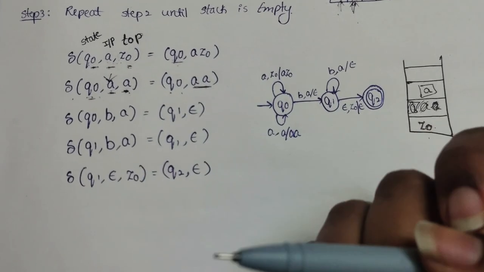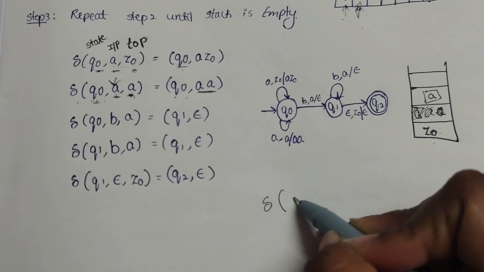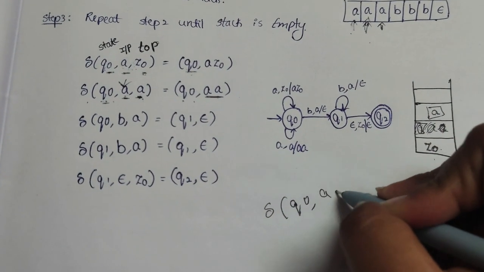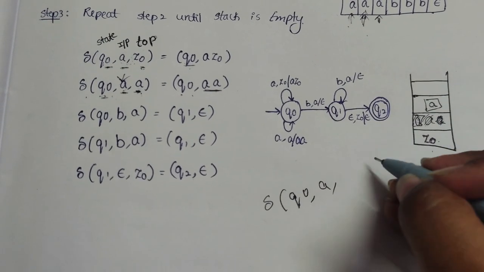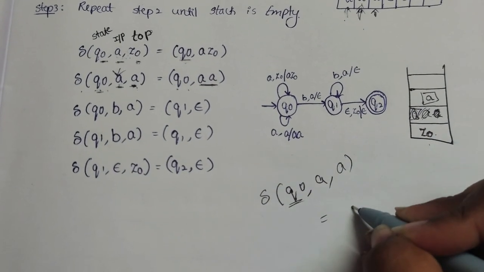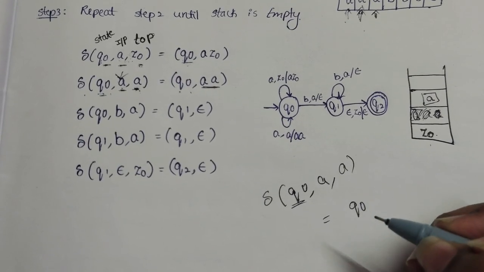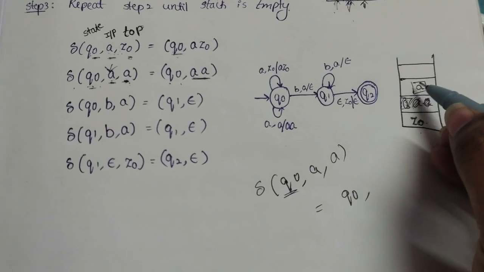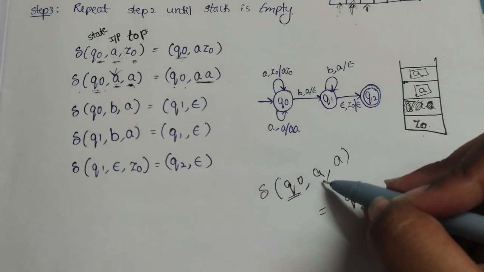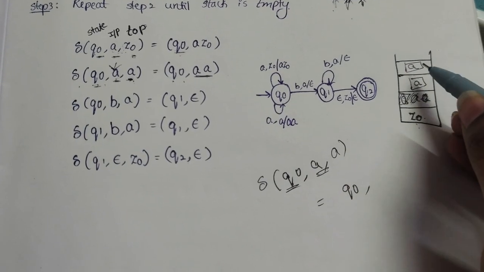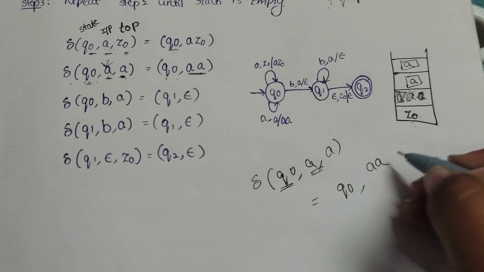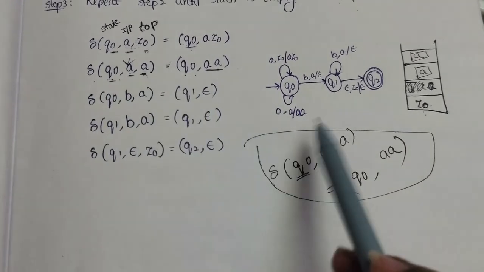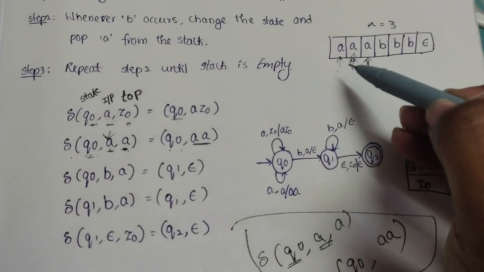Next, what will happen? We'll again have a transition function with the same Q0 state, and the input alphabet is A, right? And the top of the stack is A. It will be the same state. We'll only change the state when input alphabet B comes, so we won't change the state. Because we pushed one more A, we'll get three A's and Z0 now. The top two elements are A, A. This is the same as before, so we won't write this again. Now we are done with 3 A's.